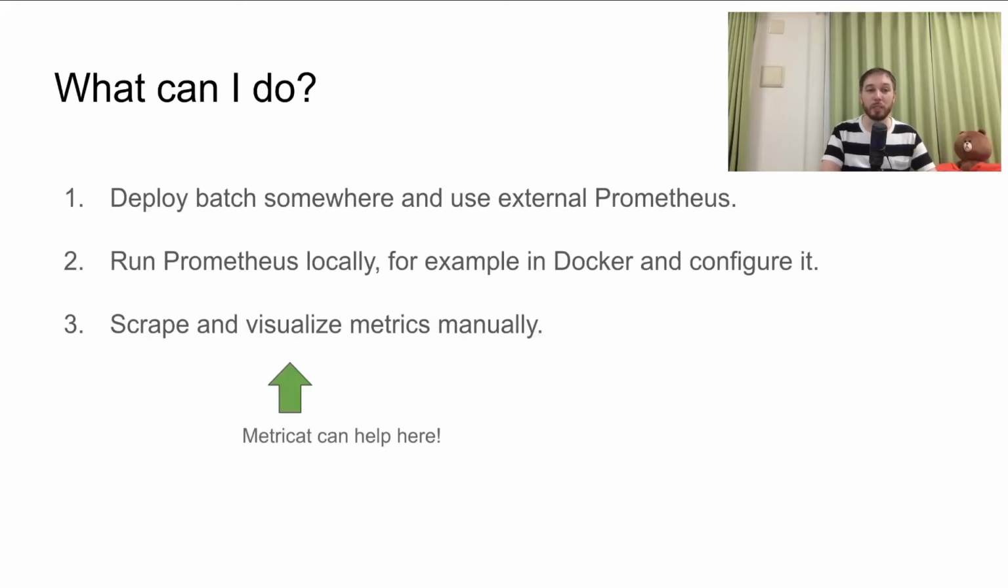First, I could deploy this batch application somewhere and use external Prometheus to scrape metrics for me. This is a little bit troublesome since I would have to deploy it every time I make a little change to the application. Second approach is to run my Prometheus locally, for example in Docker, and configure it to scrape metrics from my local application. That would require setting up Prometheus locally and making sure it works correctly, which might not be a trivial task. The third approach is to scrape and visualize metrics manually.